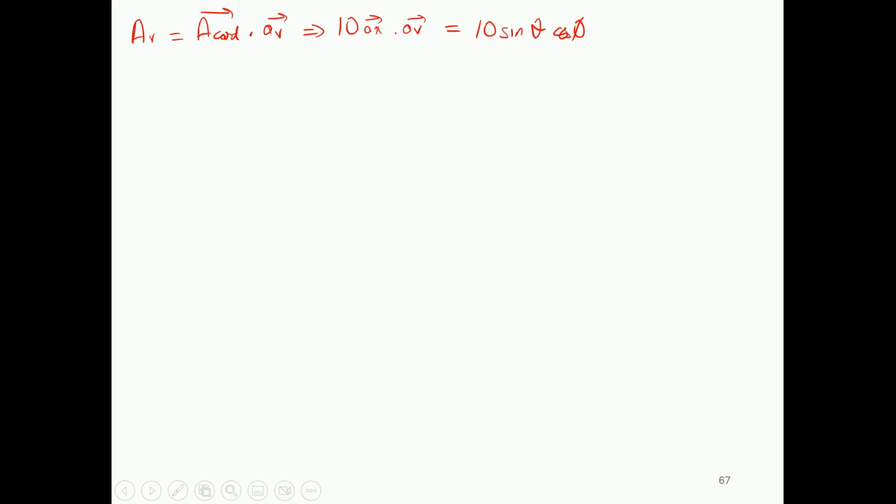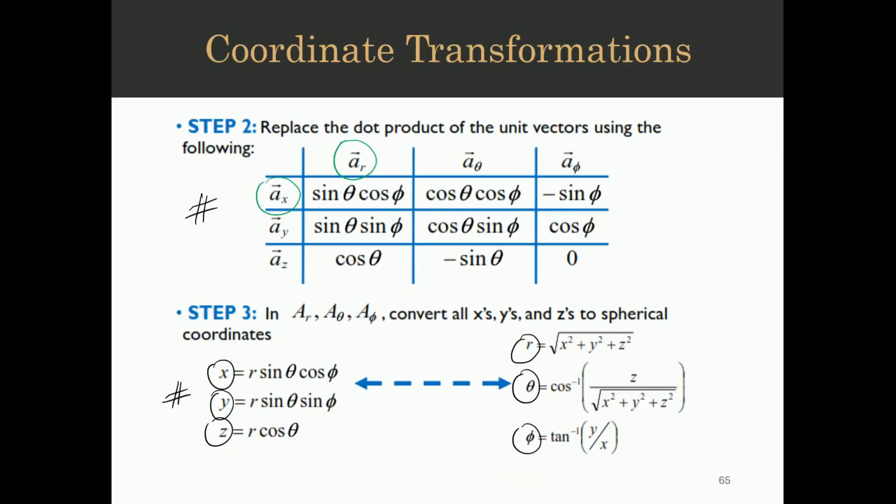Now what are the theta and phi values? I need to know the theta and phi values. So how can I get them? The theta and phi values come from the point conversion. What is point conversion? So these are the values. So I need to find theta and phi from here.